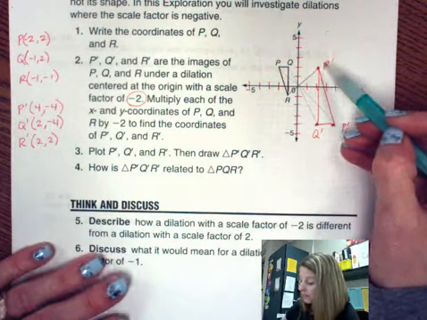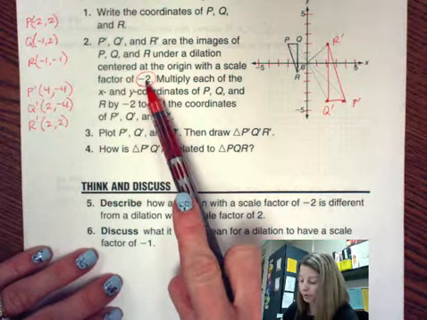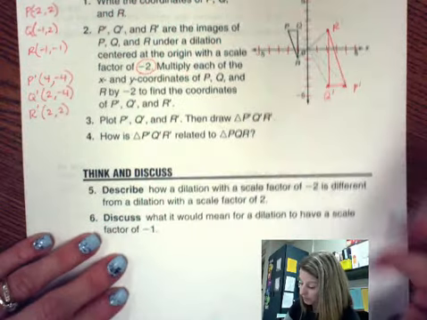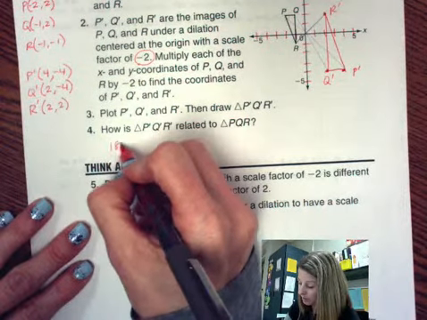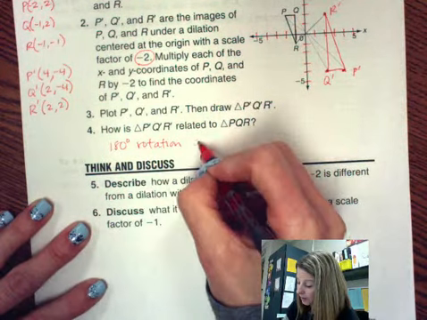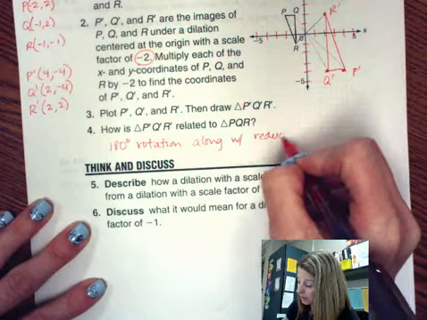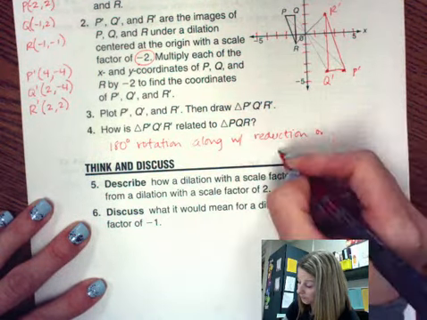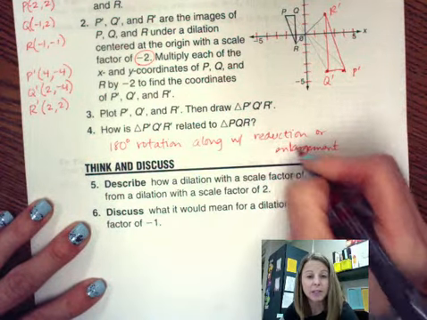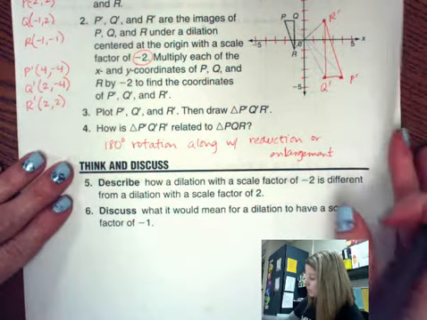So the effect of a negative scale factor is twofold. Number one, it does make it bigger or smaller by the value of the number, but it also does a 180 rotation. So I'm just going to write here a 180-degree rotation along with reduction or enlargement. So a lot of times we can multiply our values together, but oftentimes you'll see that it does make this difference. So let's go back to our notes.